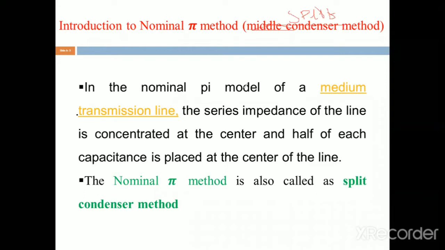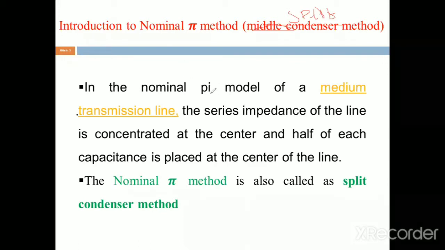The nominal pi method of a medium transmission line means the series impedance of the line is concentrated at the center of the transmission line. In the previous case, the nominal T method, the impedance was divided into two halves.